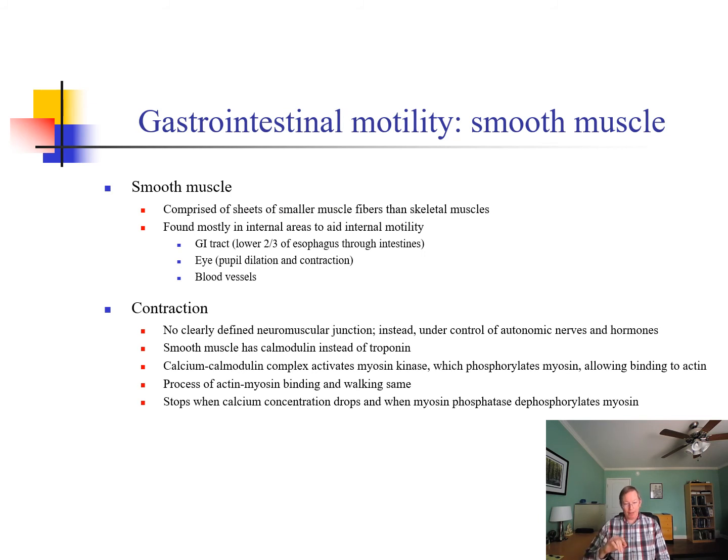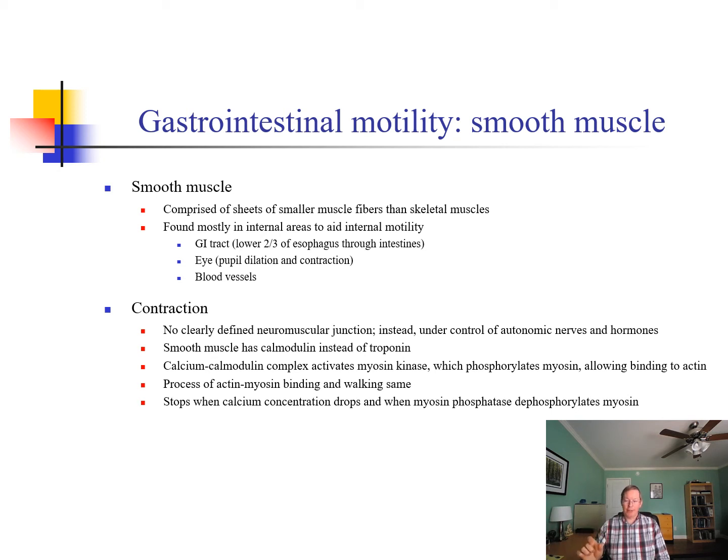Now, as I mentioned before, for most of your gastrointestinal tract, it will involve movement through smooth muscle. Smooth muscle is comprised of sheets of smaller muscle fibers compared to skeletal muscles. And it's found mostly in the gastrointestinal tract, although it is also found in the muscle that controls pupil dilation and contraction, as well as surrounding blood vessels.